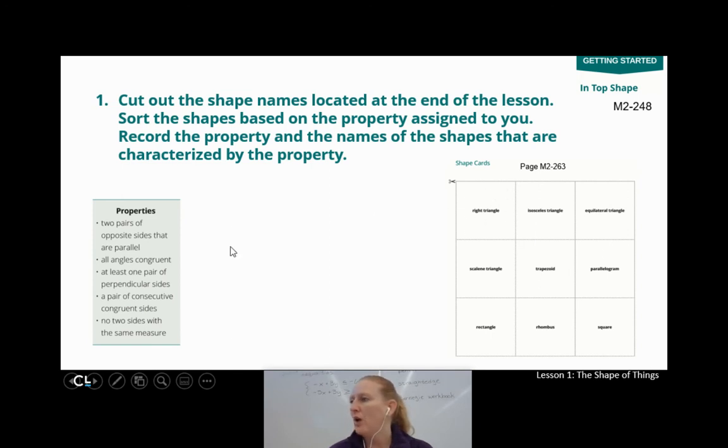Like for right triangle, which of these properties is true for a right triangle? For an isosceles triangle, which of these properties are true for an isosceles triangle? So on and so forth. You may need to talk to somebody to remind yourself what some of these words mean, and that's okay. Go ahead, hit pause, write the properties on each little card, and then hit play when you're ready to check your work.